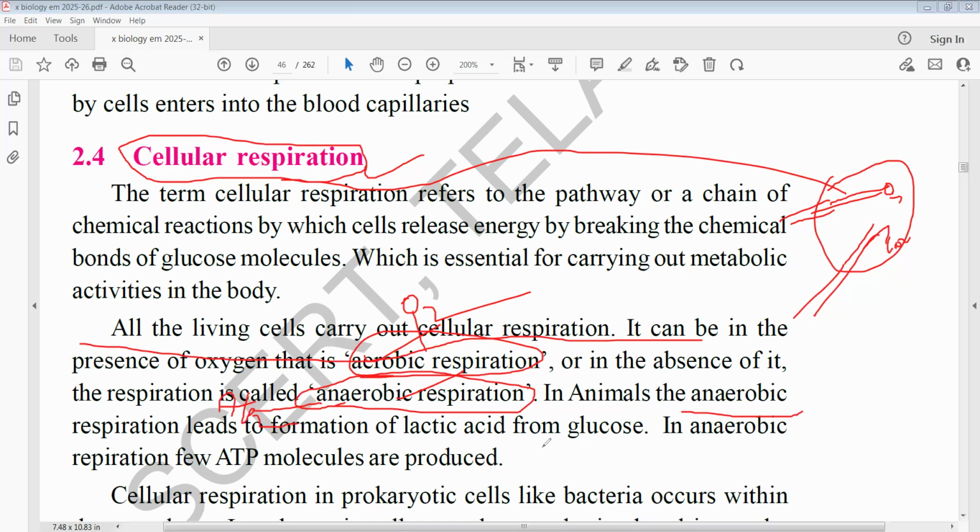During anaerobic respiration, what is happening? The product lactic acid is produced from the glucose. In human beings and animals, due to lack of oxygen in certain places, food materials, especially glucose, are broken down. While breaking down the glucose, lactic acid is released. If this lactic acid is excessive, it leads to body pains. We already studied this. Now let us go to the main differences between anaerobic and aerobic.